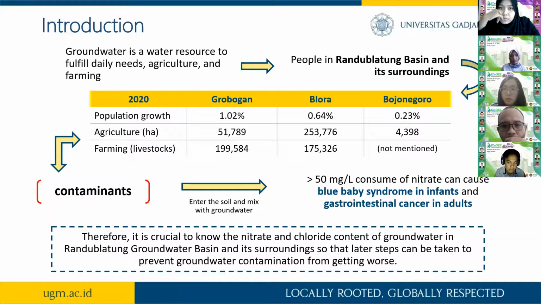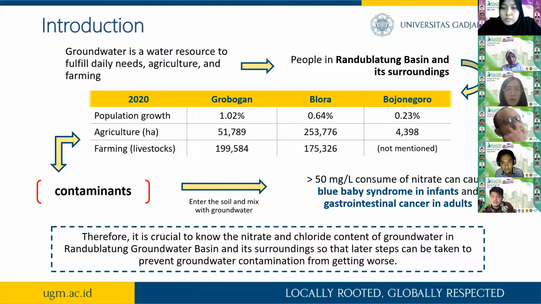We start with the introduction. Groundwater is a water resource to fulfill daily needs and agriculture and farming. The people in Randu Blatung Basin and its surroundings are also using the groundwater for the mentioned needs. The groundwater itself is in the Grobogan, Blora, and Bojonegoro Regency. And these three regencies have positive rates of population growth. We can see here that there's population growth every year in these three regencies, and they have a big agriculture area. And the livestock is also so many, hundreds and thousands of livestock there.